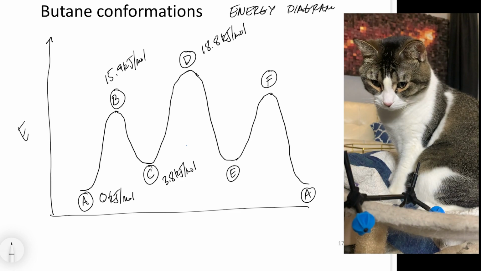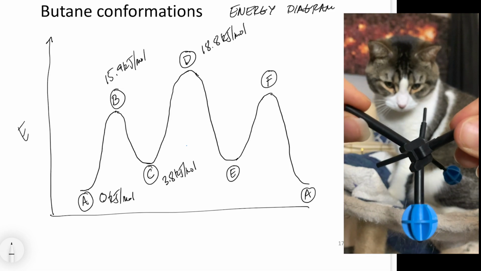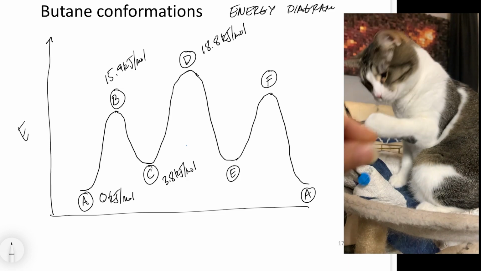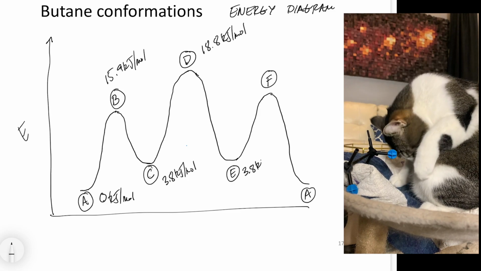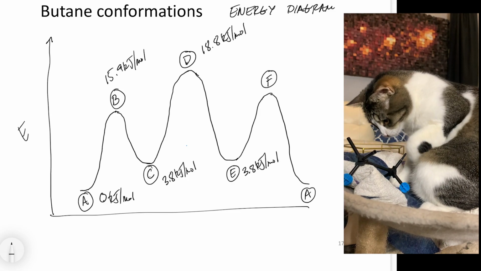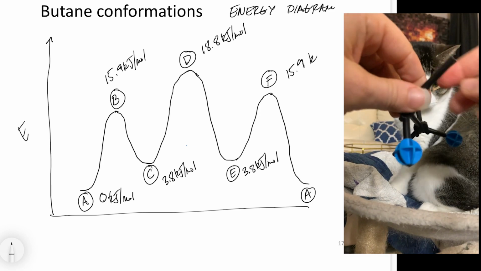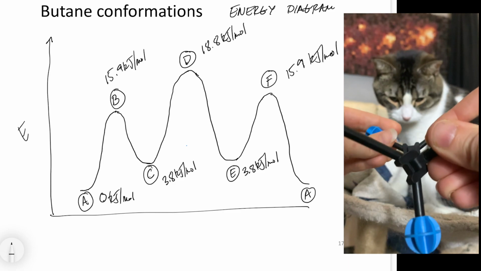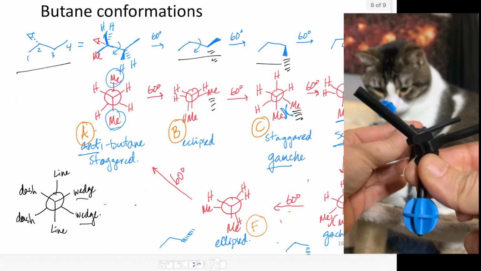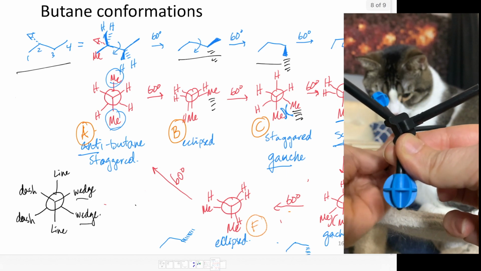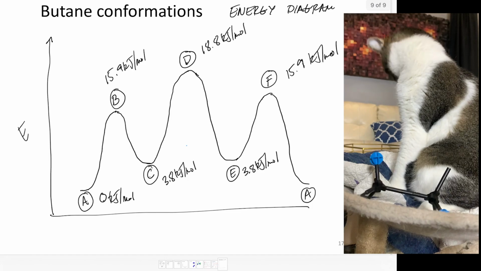E has a very similar conformation as C. We see the staggered gauche for C, and E also has a staggered gauche. These have the same energy. The conformations are essentially the same. 3.8 kilojoules per mole. Our conformation for F has the same as B, and this makes sense. Let's go back and look. 15.9 kilojoules per mole. So F here is eclipsed, and B is also eclipsed, and they have the same energy. And so this is the energy diagram for butane. And there you have it.